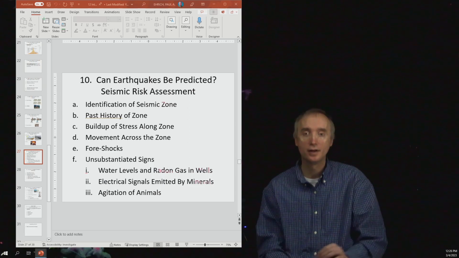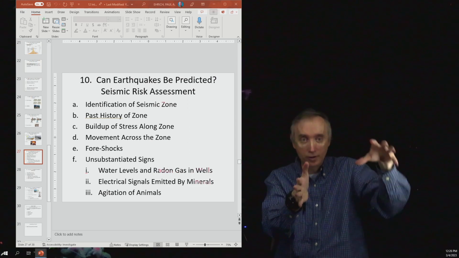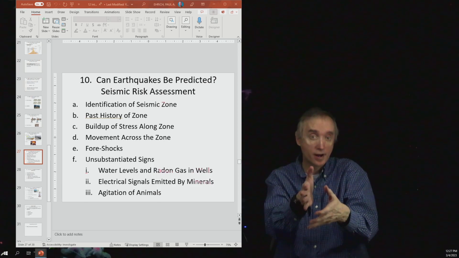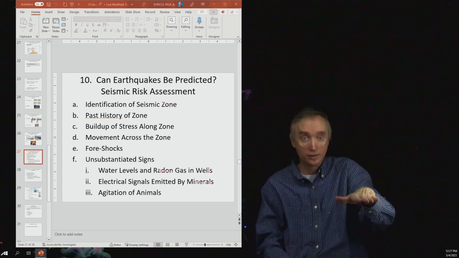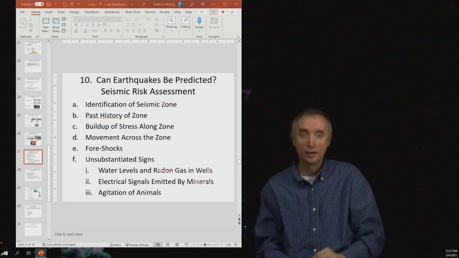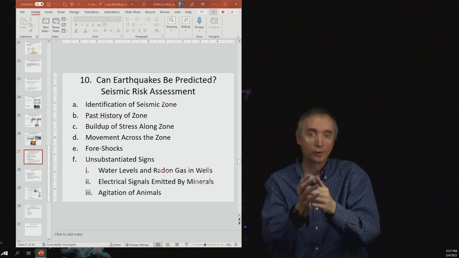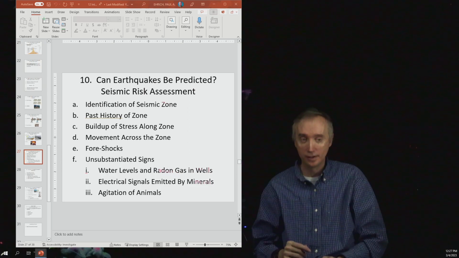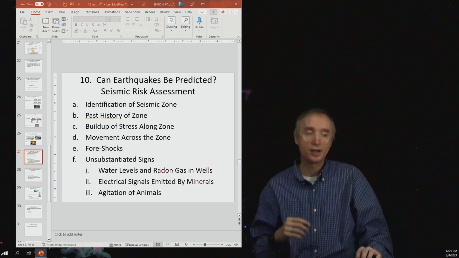One is water levels in a well. As the ground begins to crack, groundwater can start to seep into those cracks, and that would make the water table start to lower. And so it would make the water in wells start to go down. Another thing is that the breaking up of the rock might release radon gas that gets into wells. So that's an unsubstantiated sign.